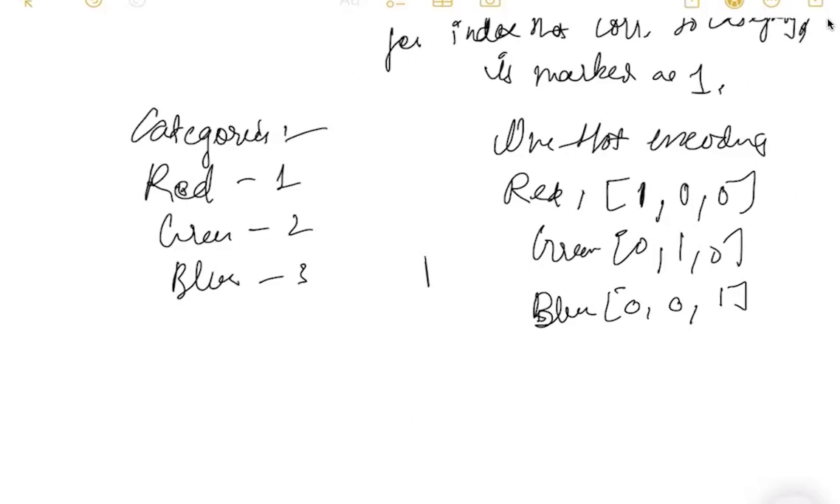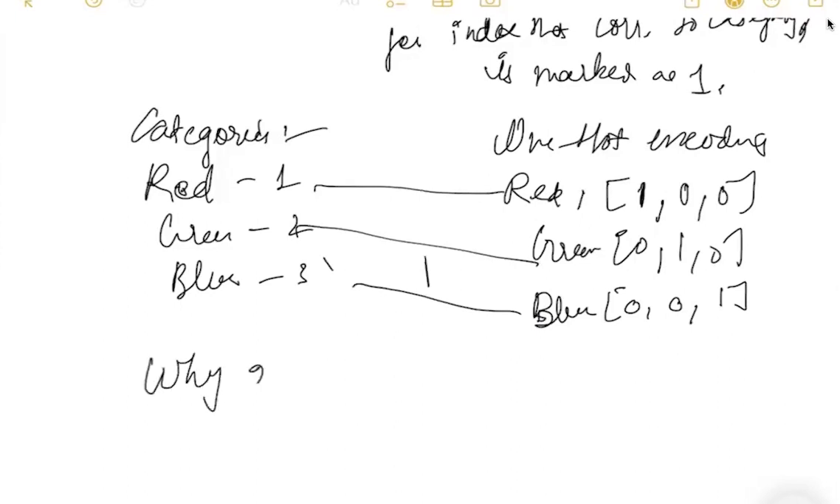So the position of 1 in the vector indicates the corresponding color. For instance, the one-hot encoding vector 010 represents the color green. This represents the color red. This represents the color blue.